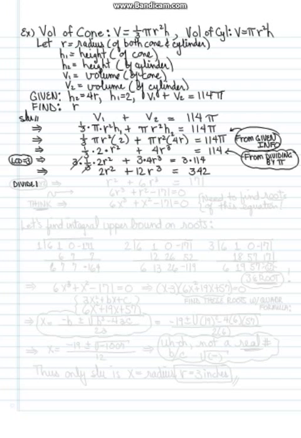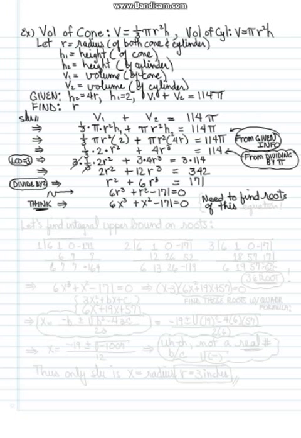And finally, we have a common factor of 2 everywhere, so we'll divide both sides by 2 to simplify it. R squared plus 6R cubed equals 171. Turn that around, 6R cubed plus R squared minus 171 equals 0. Think of these as x values, not r's. So you have 6x cubed plus x squared minus 171 equals 0. We have to find the roots to find the radius, because x is r now, it's a radius.